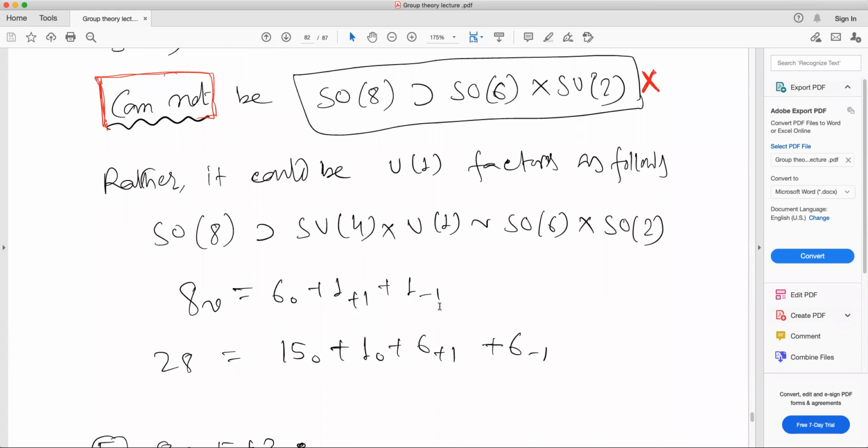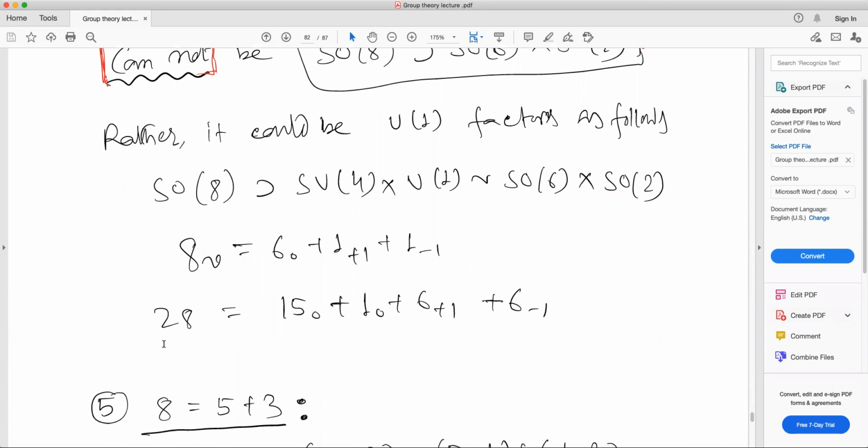plus 1, 1 plus 1 minus 1. So keeping the same thing in mind as we have discussed earlier, the trace of the U1 charges, the sum of the U1 charges, has to be 0. And that gives you the 28 in this particular form, 15, 0 plus 1, 0 plus 6, 1 plus 6, minus 1. And this is the correct embedding.